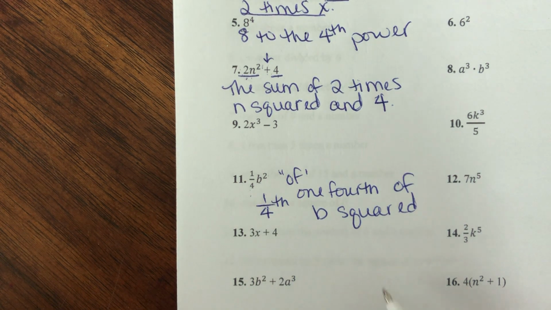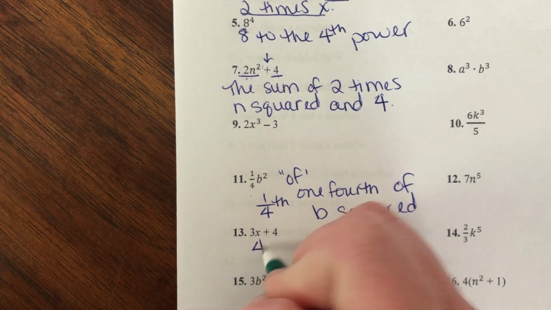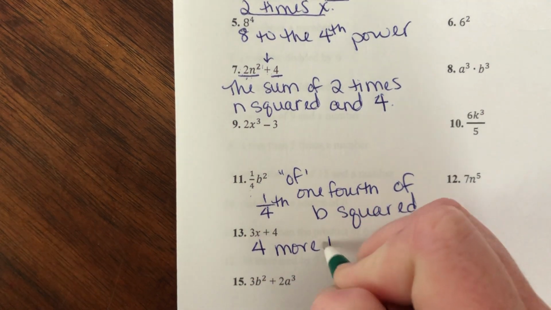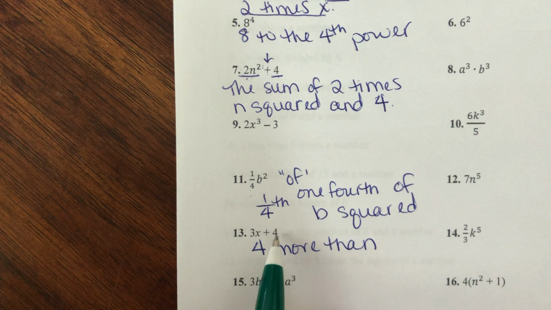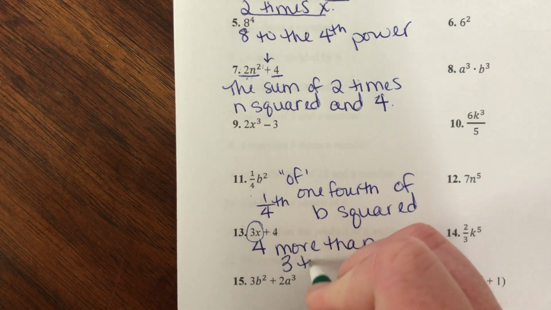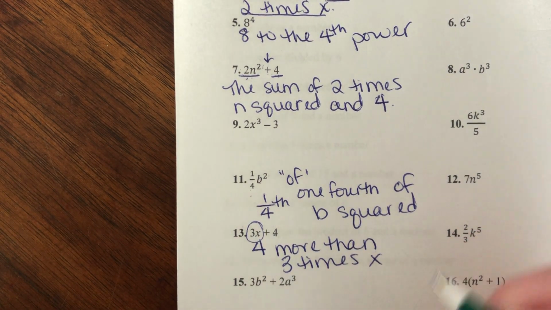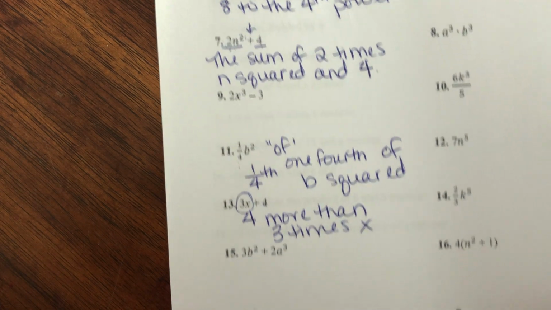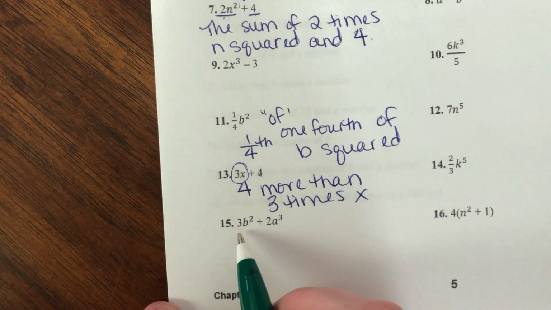Number 9, 3x, is that a plus? 3x plus 4. So I'm going to say 4 more than, remember the 4 goes to the front when you say more than. 4 more than what? What's the first thing I started with? 3 times x. Don't just say 3x. Say 3 times x.